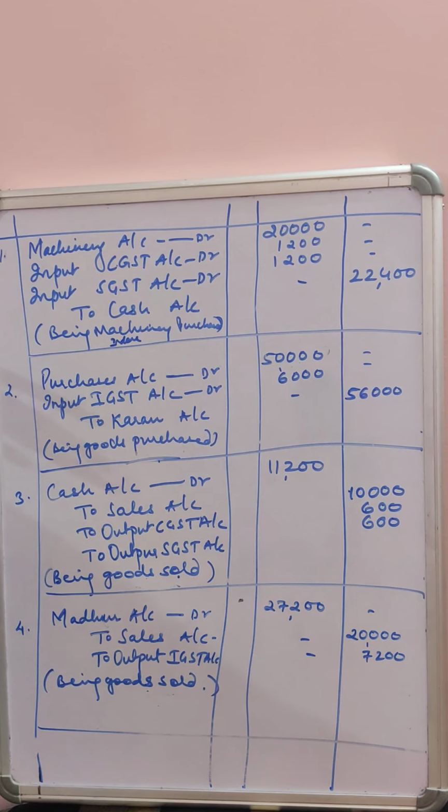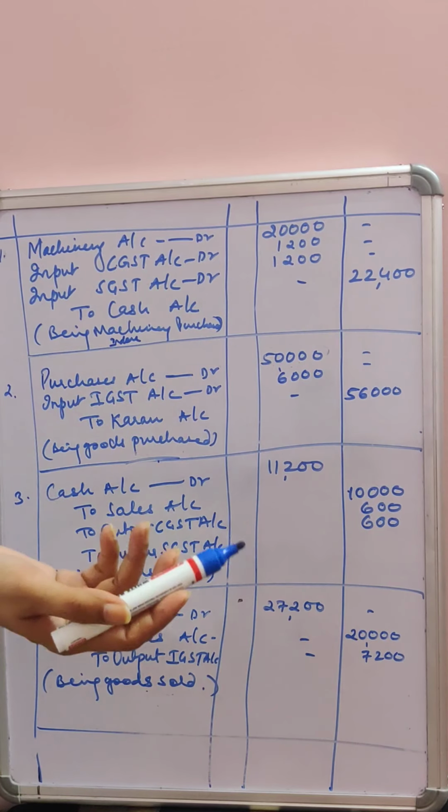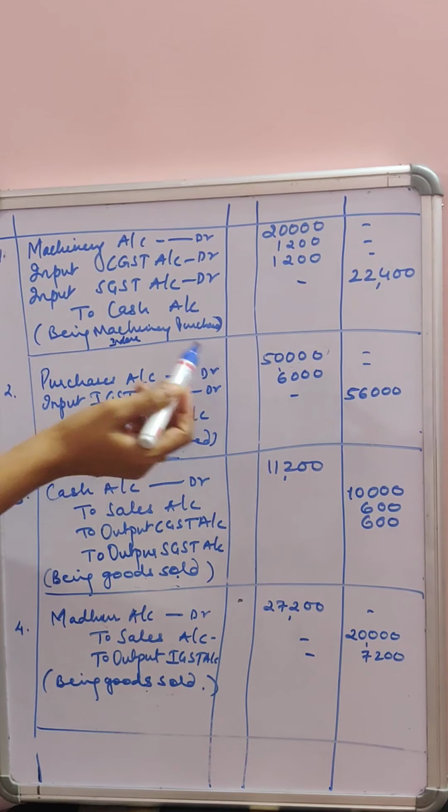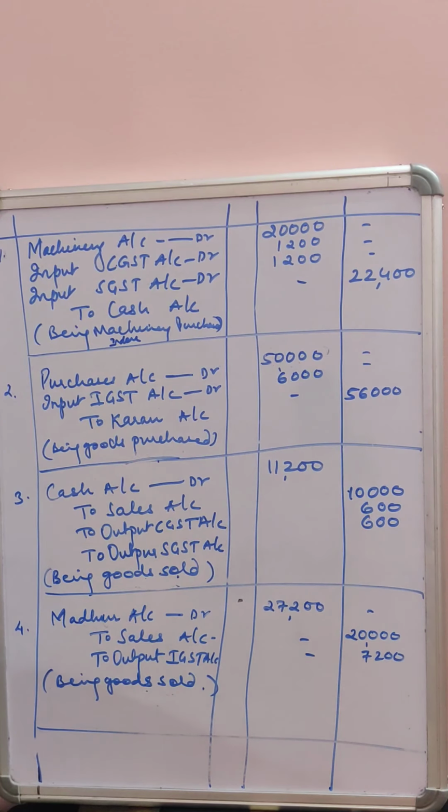The second transaction says that goods costing rupees 50,000 purchased from Karan, Raipur. Okay, Raipur, that means some other state. So it is an interstate purchase. Whenever there is an interstate purchase, we have to open input IGST account. So purchases as it is, again we are going to debit purchases to Karan account. Why are we crediting Karan? Because he is said to be a creditor now.